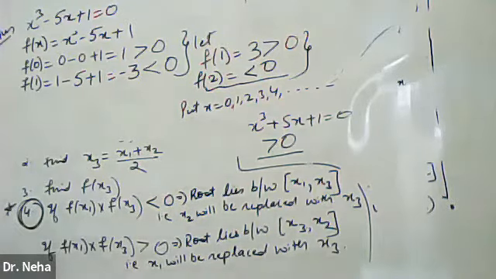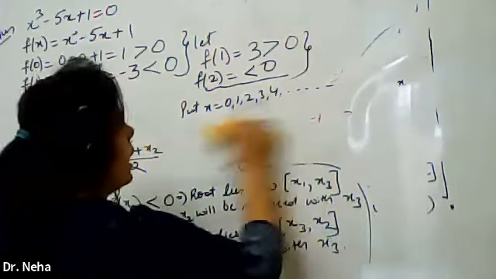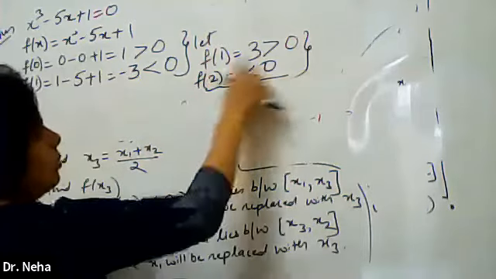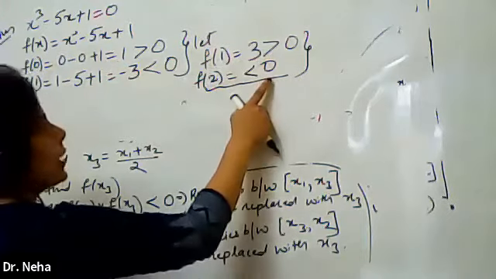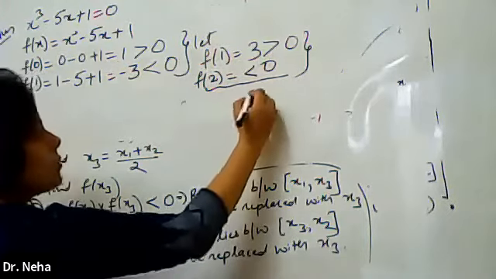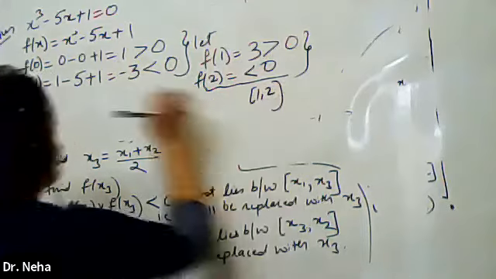Now, let us suppose we have f(0) positive, f(1) positive, f(2) negative, right? In that case, we will consider 1, 2, not 0, 2.